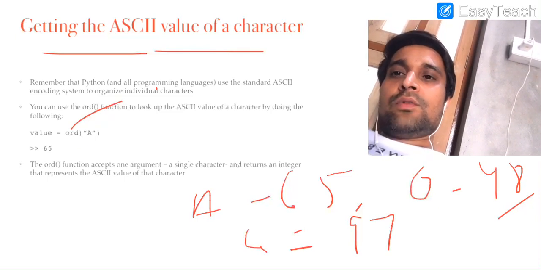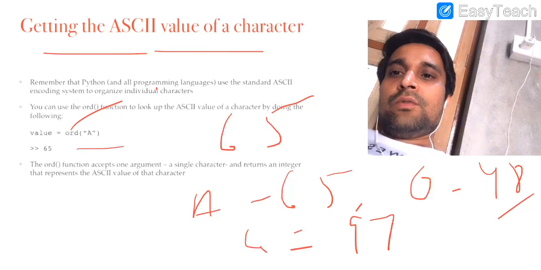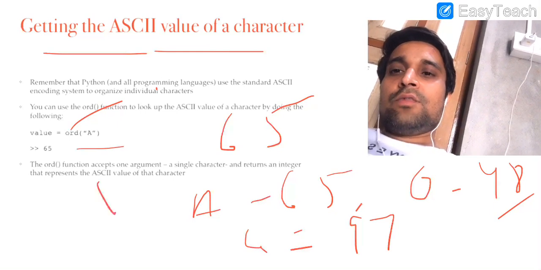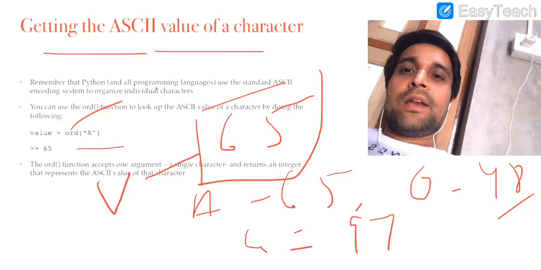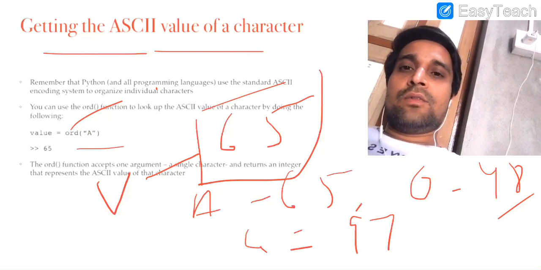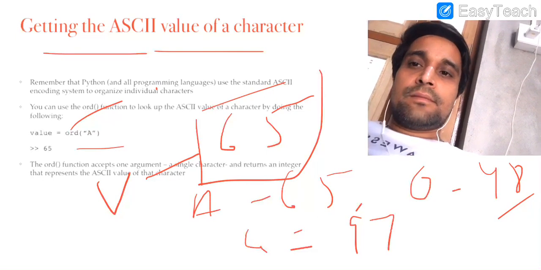We have written value is equal to ord of A. The ordinal or ASCII value of A is 65, so value is equal to 65. It means value is a pointer pointing to the memory location where the value 65 is saved, and this 65 is the integral or ASCII value of the character, or alphabet, capital A.